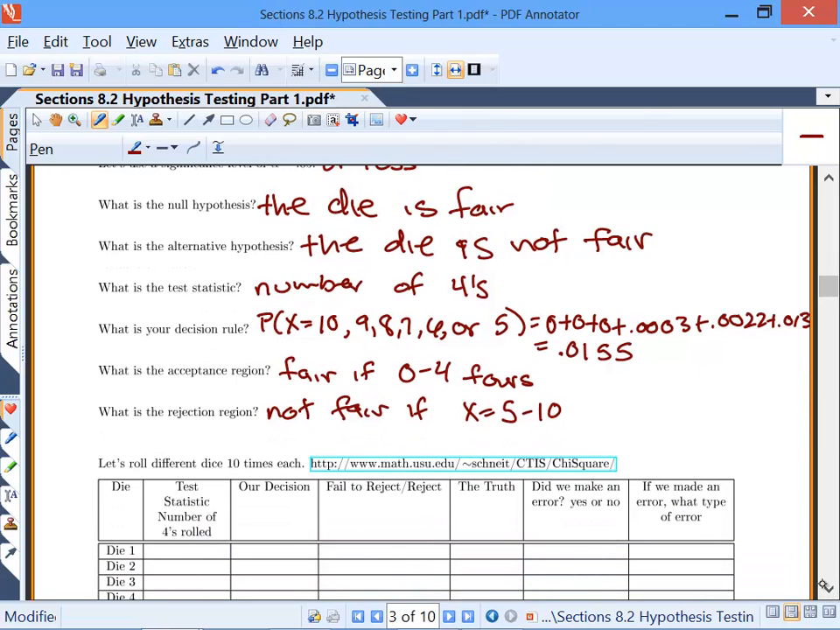So we're going to use another applet. Different dice, 10 times each. I'm going to ask you what the test statistic was, the number of fours, our decision. And then we're going to talk about whether we fail to reject or reject the null hypothesis.